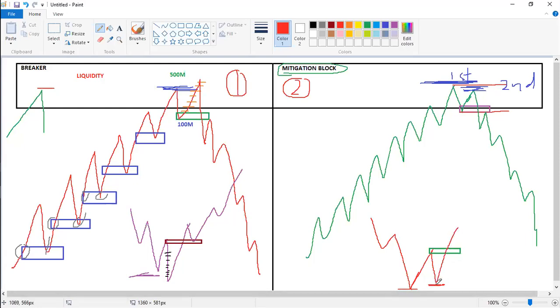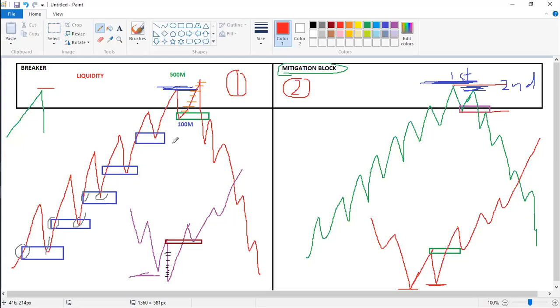So these are the second sell orders for the institutions. And then once the price buys and breaks market structure, they are now in loss. They need to close at loss, at break even. Price comes back to close. Then we also buy with them. That's where we also buy, and then price goes up. So that's what we call a mitigation block.